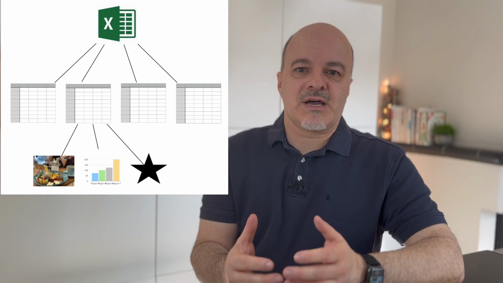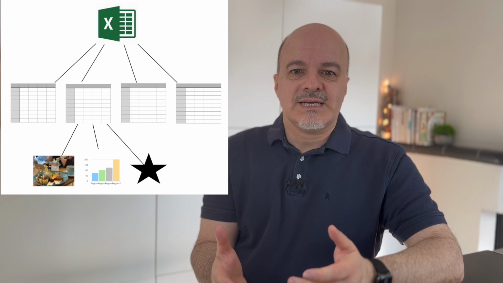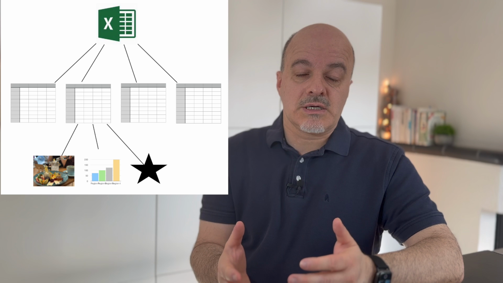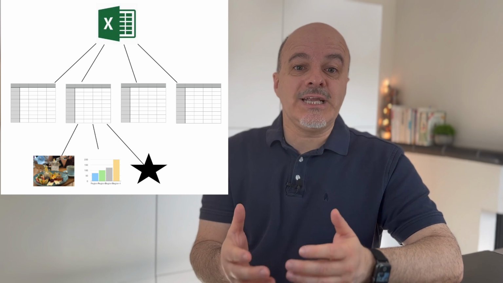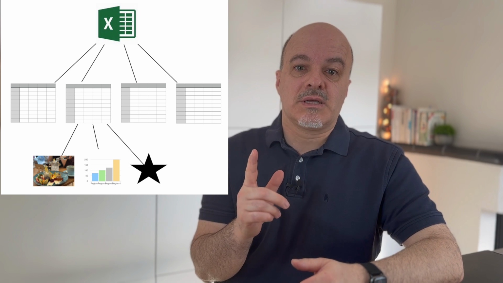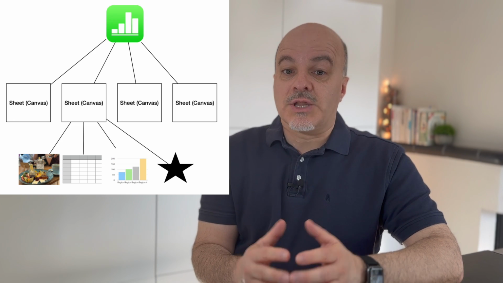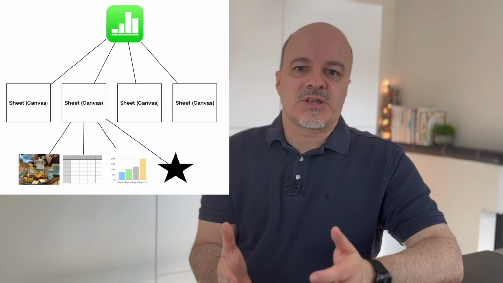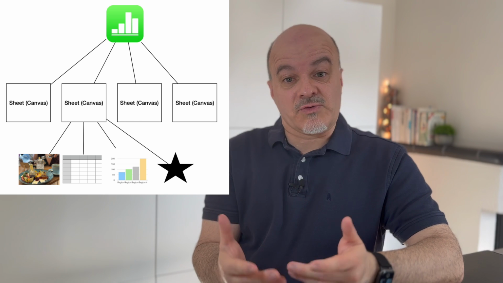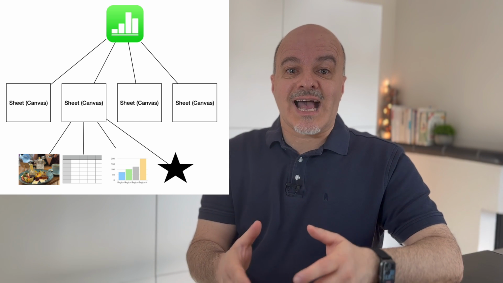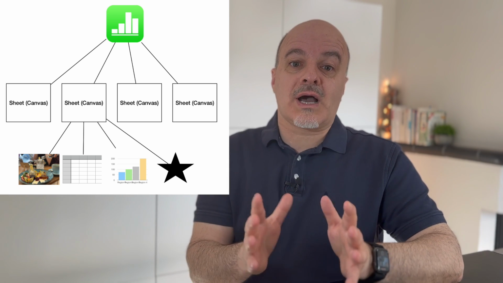The Excel paradigm, and that of most other spreadsheet apps, is that you have a document container, which contains sheets, which each contain exactly one table consisting of a more or less infinite number of rows and columns. The Numbers paradigm is that you have a document container which contains sheets, so far so good, which functions as an infinite canvas for all kinds of objects.